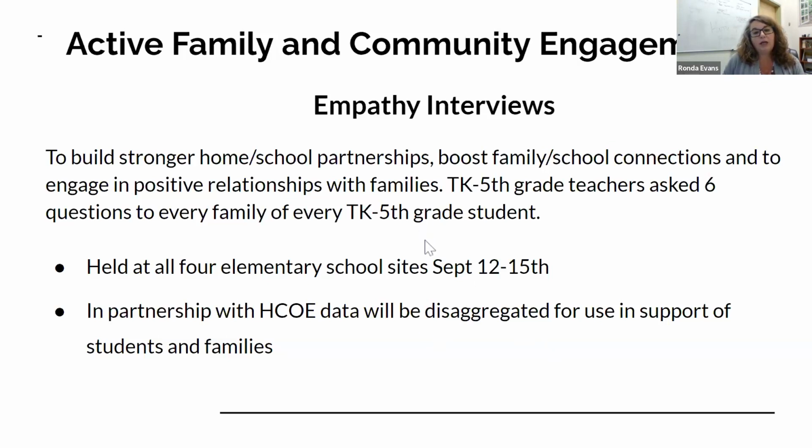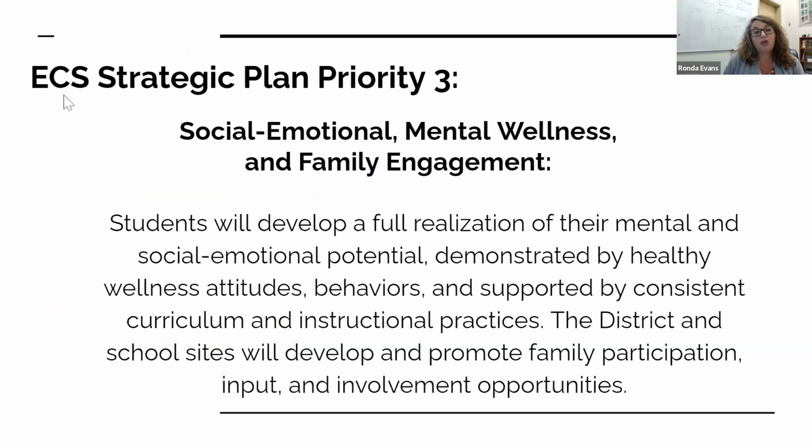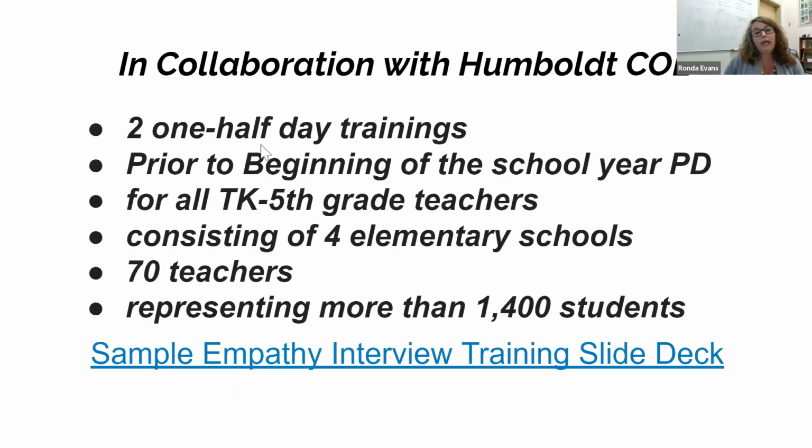Our Eureka City Schools strategic plan priority goal number 3 is to increase social emotional wellness, mental health, and family engagement. So again, we're aligning our work with differentiated assistance and our school district's strategic plan. This planning started last year, but before school started, we rolled out 2 half-day trainings for all 70 teachers, representing 1,400 students enrolled in our elementary schools. We had professional development before the beginning of the school year.